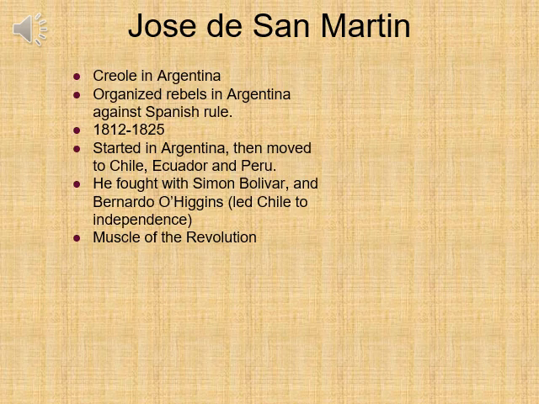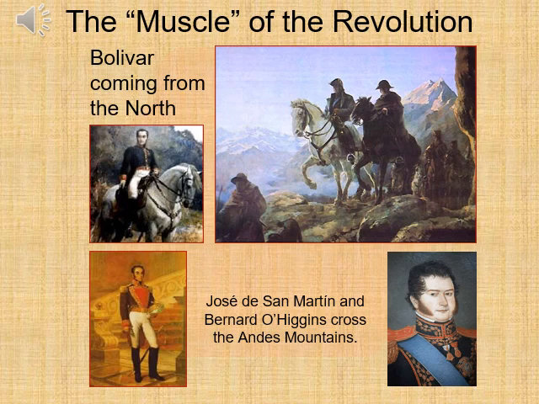San Martin, starting in Argentina and then moving outwards through Chile, Ecuador, and Peru, fought with Simon Bolivar and Bernardo O'Higgins, who led Chile to independence, to try to rid each of those countries of Latin America and unite under Bolivar's Gran Colombia plan of a unified Latin America. Between Simon Bolivar coming from the north and Jose de San Martin and Bernardo O'Higgins coming from the south and from the east, these three crossing through the Andes Mountains became the muscle of the Latin American Revolution.